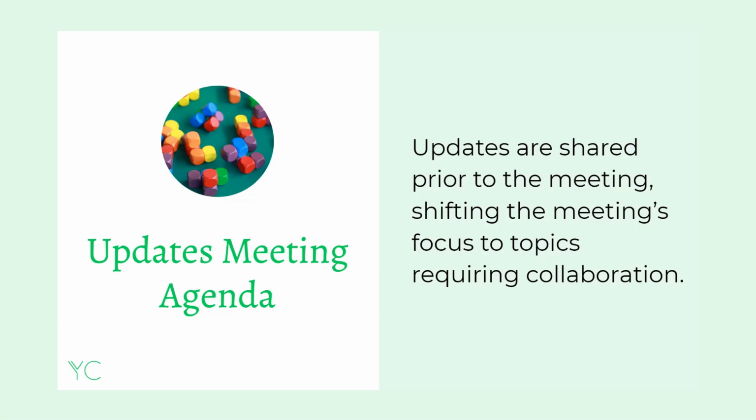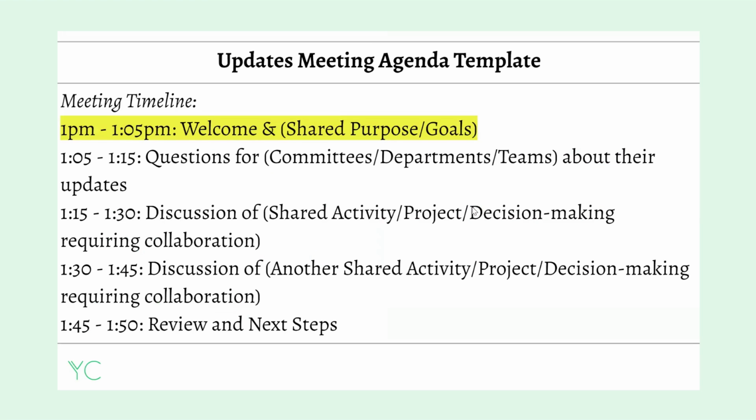Before the meeting, ask for brief written updates from each group or individual, then share those updates with attendees to review before the meeting, along with the meeting agenda. You can begin the meeting with a reminder of the team's shared purpose or goals or the specific goal of the meeting.